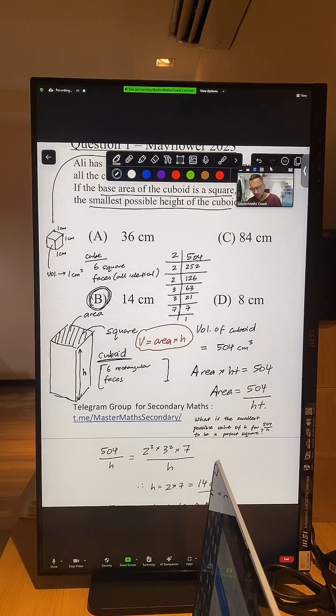If I were to take 504 divide by 84, some of you all were saying the answer is C. 504 divided by 84 will give me 6. The area of the square cannot be 6 cm square, because 6 you square root, you don't get a nice number. You will get a decimal. Square root 6 will give you decimal.